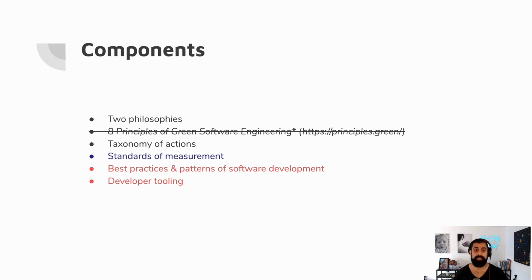Another component to green software engineering is standards of measurement. And that's something that we're focusing on in the Green Software Foundation with what we call the Software Carbon Intensity Standard. And I'll go through that in some level of detail here.